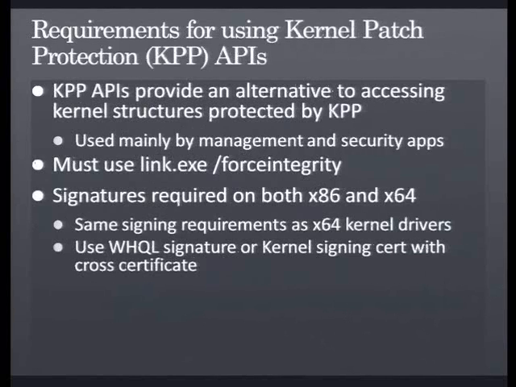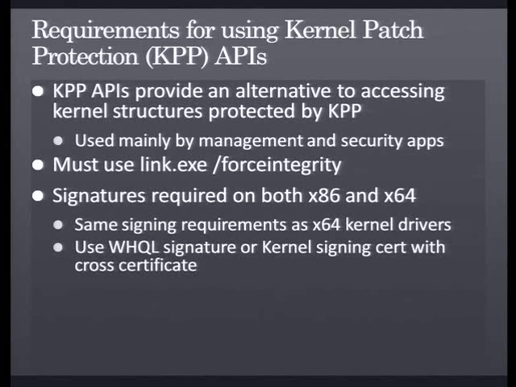The second class of kernel drivers that are checked using kernel verification policy are those that call kernel patch protection APIs. Kernel patch protection is also known as PatchGuard. It protects structures within the kernel to ensure they cannot be hooked or tampered with by malicious applications. However, there are security applications and manageability applications which need the functionality that was previously exposed through these kernel structures. This functionality is now exposed through the kernel patch protection API.